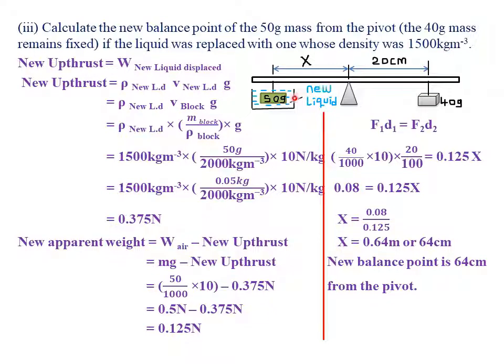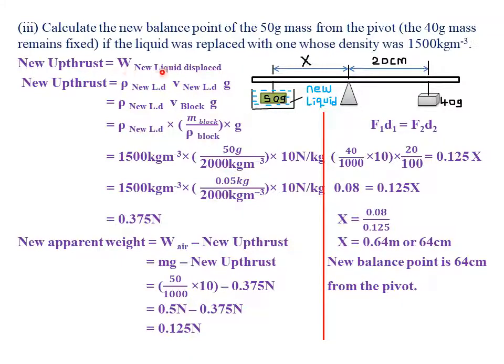If we are replacing with a liquid of a different density, it simply means that the apparent weight felt in this particular string will also change. Therefore, we need to find the new value of the apparent weight. Apparent weight is given by the weight of the 50 gram mass in air minus the upthrust. So in order to find the apparent weight, we need the value of the new upthrust and of course the weight of that 50 gram mass in air. So let's start by computing the new upthrust due to the new liquid.